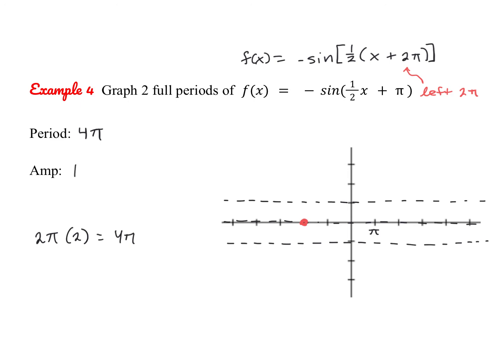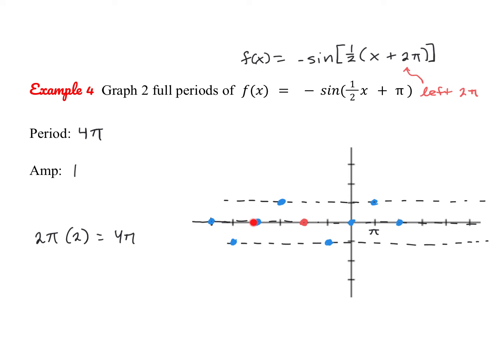The last thing to consider is that we have that negative out front. So instead of going up first, we're actually going to go down first. Then we go 1, 2, 3, 4. So that's 1 full period of pi. Maybe I'll add an extra unit here. And I could do the same to the left. So 1, 2, 3, 4.